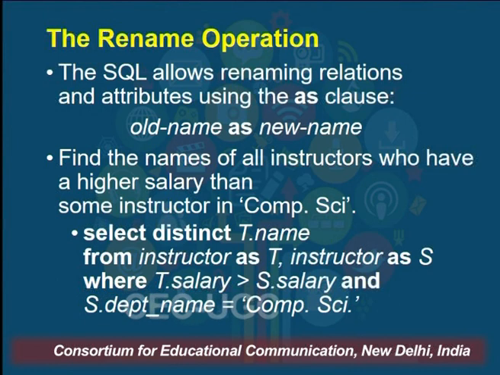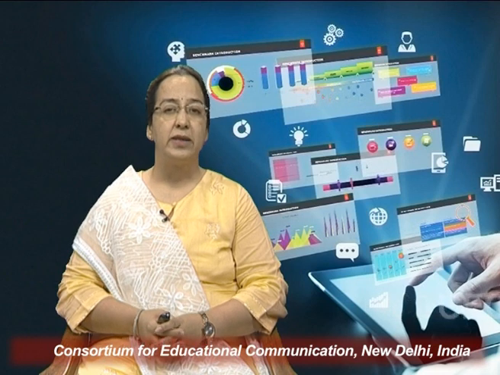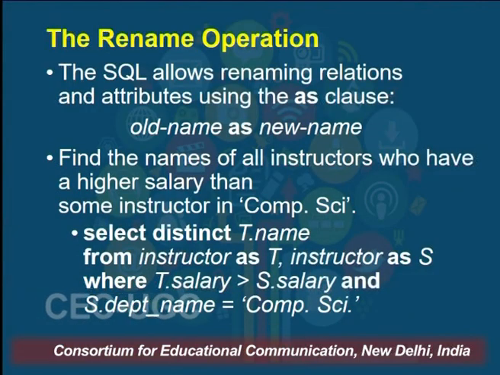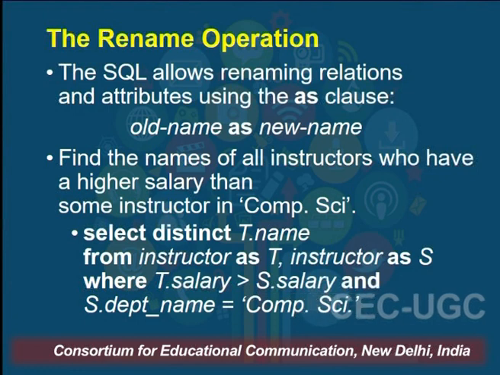So one instance of the table we will rename as T, and the next instance of the same table will be renamed as S. So our query goes like this: select T dot name from instructor as T, instructor as S, where T dot salary is greater than S dot salary. That means we are looking for an instructor who has a higher salary than some instructor in computer science, and S dot department name is equals to computer science. So the relevant part here is that we are going to rename the instructor table, taking multiple instances of it.